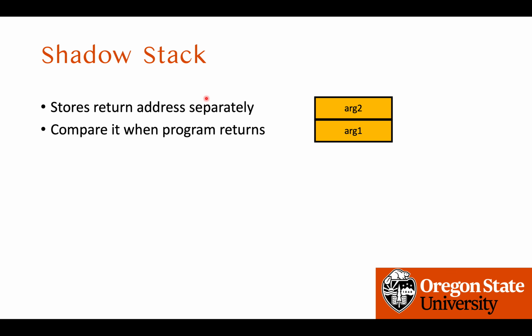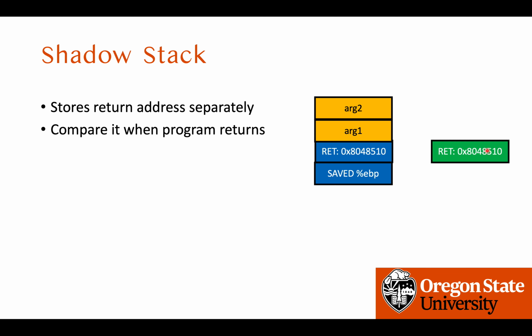Suppose we have a function call like this, and we store a return address here when we make the function call. In the shadow stack, we store the same value, the return address, at the function invocation. And then during the function execution, we will have the stack like this.